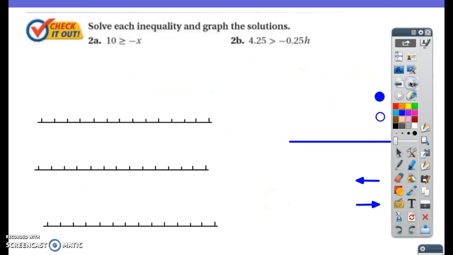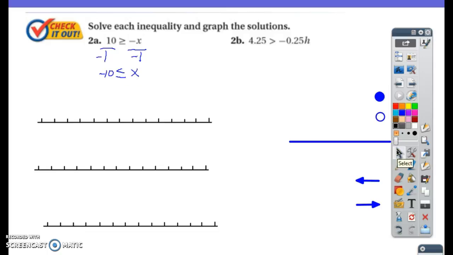Okay, next one. Solve each inequality and graph the solution. This one's different because in these ones we are dividing by negative numbers to isolate our variable. So over here, we actually have 10 is greater than or equal to negative x. Now remember, when you don't see a coefficient, it's a negative 1. So we're going to divide by negative 1, and like I mentioned on the previous slide, we're going to switch the sign. So it's negative 10 is less than or equal to x. That's how you solve that.